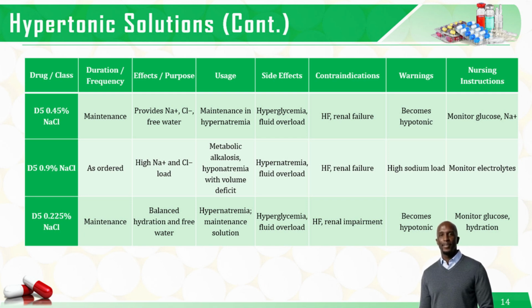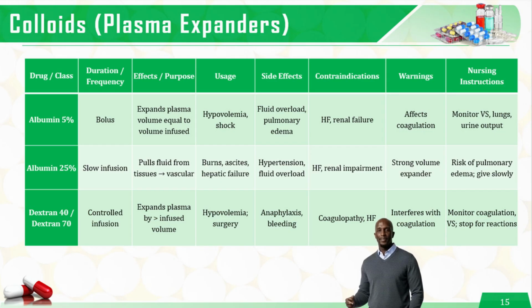D5 0.9% sodium chloride offers a high sodium and chloride load, useful in metabolic alkalosis but risky for hypernatremia. Monitor electrolytes closely. D5 0.225% sodium chloride balances hydration, becoming hypotonic. Monitor glucose and hydration levels. Colloids expand plasma volume more effectively than crystalloids. Albumin 5% is administered as a bolus to expand plasma volume, used in hypovolemia and shock.